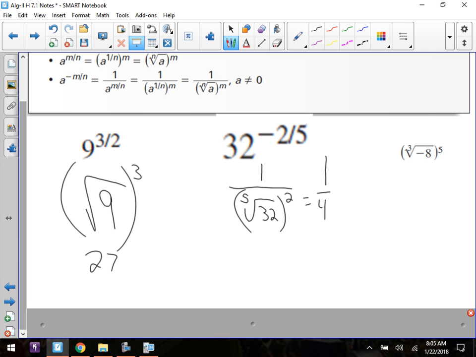And then obviously the last one. What's the cube root of negative 8? Negative 2. To the 5th power is? There we go. Did you notice that I just went through all that and I did not use a calculator?